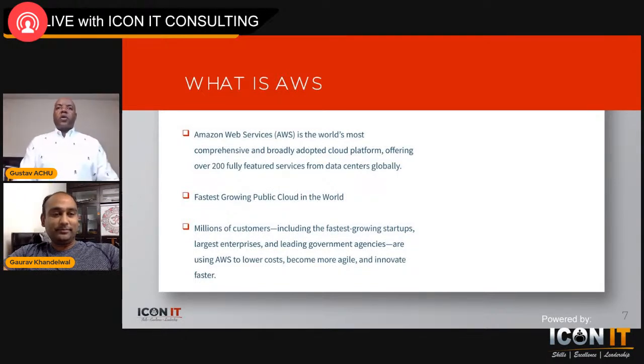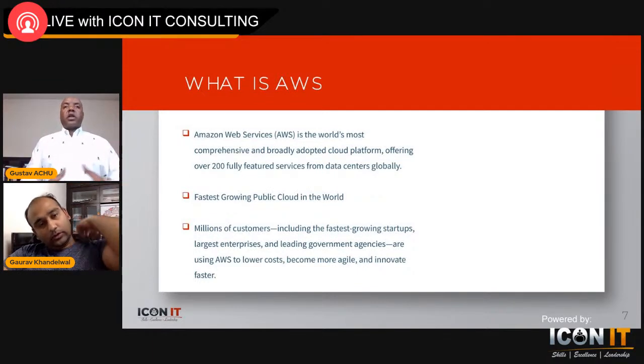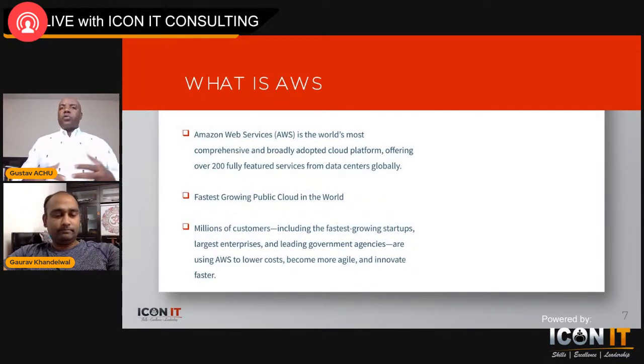Wonderful. Thank you, Gaurav. There's no question about the length and breadth and width of this particular platform. From what our researchers indicated to us, it comes with over 200 fully featured services. It's the fastest growing public cloud, just like you said. All the top companies globally use it. A lot of different applications and everyday things that humanity uses for betterment run on AWS.